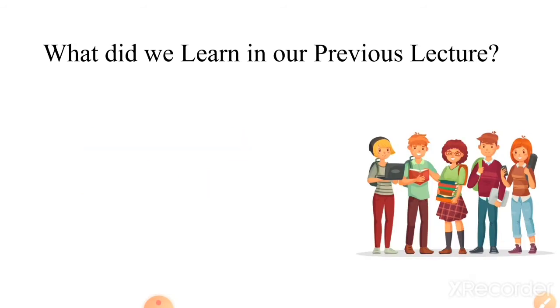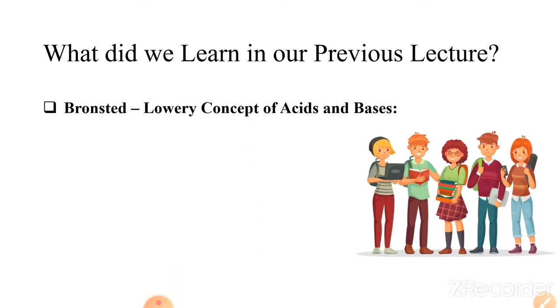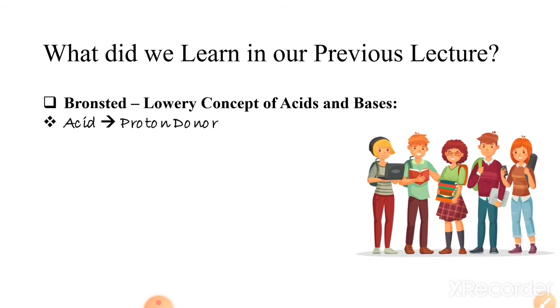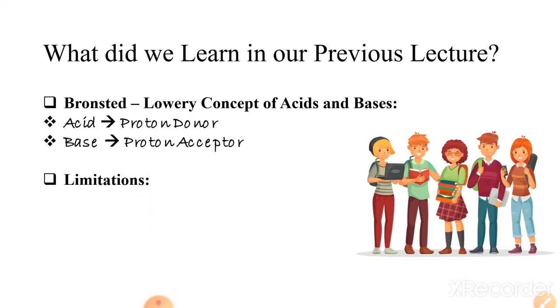In our previous lecture, we learned about the Bronsted-Lowry concept of acids and bases. This concept said that the acid is a proton donor species and the base is the proton acceptor species. So this means that in this concept, substances were identified on the basis of donation or acceptance of proton.